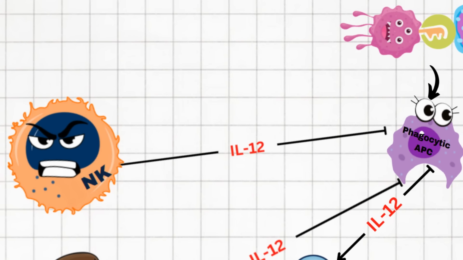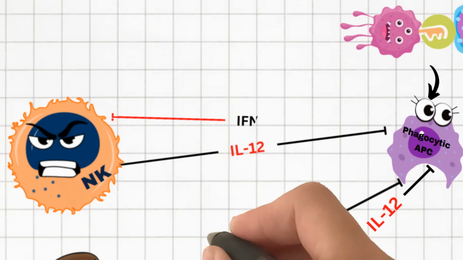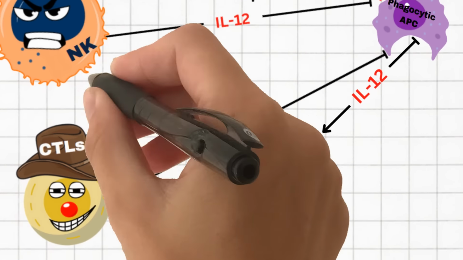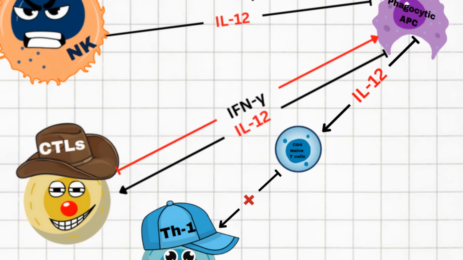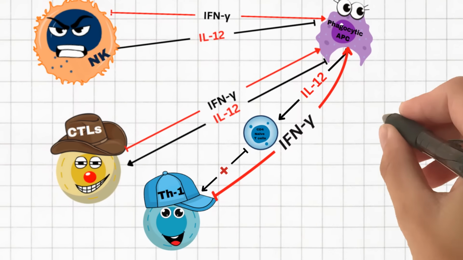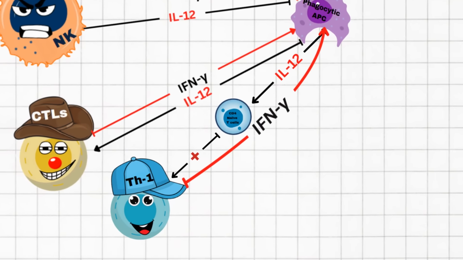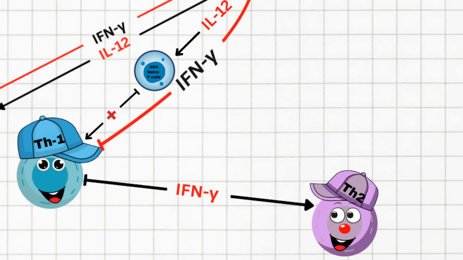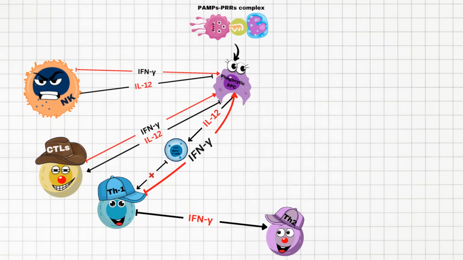Let's draw the feedback loop with red color. Natural killer cells release interferon-γ back to the phagocytic antigen-presenting cells. Cytotoxic T lymphocytes do the same, and also do T helper 1 cells. Additionally, T helper 1 cells send interferon-γ to T helper 2 cells to suppress them, effectively saying, "I am now working, my sister T helper 2 cells, and you must rest as we cannot work together."